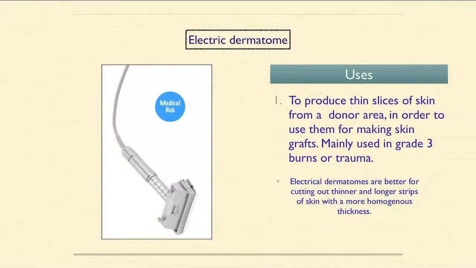Next is electric dermatome. So it is also used to produce thin slices of skin from a donor area in order to use them for making skin grafts, mainly used in grade 3 burns or trauma. Electric dermatomes are better for cutting out thinner and longer strips of skin with a more homogeneous thickness.